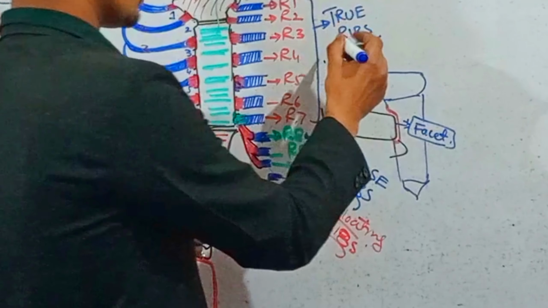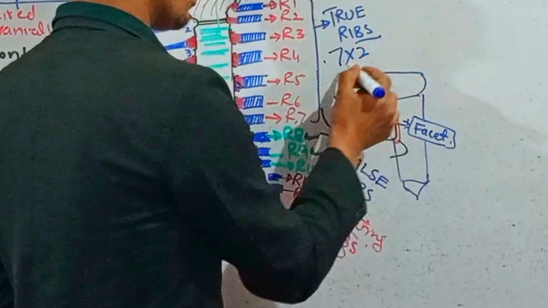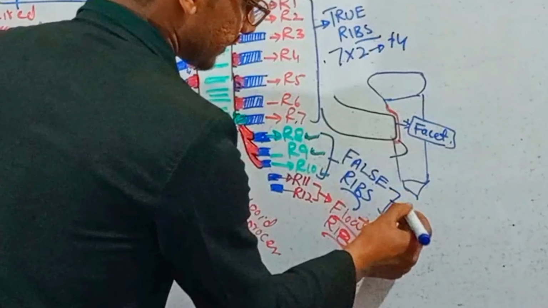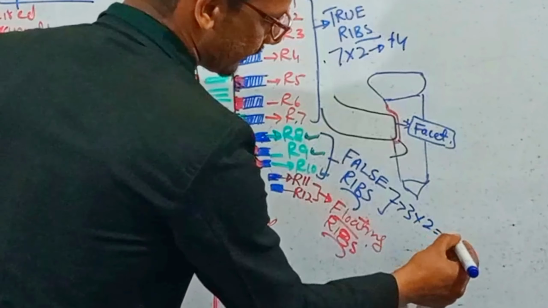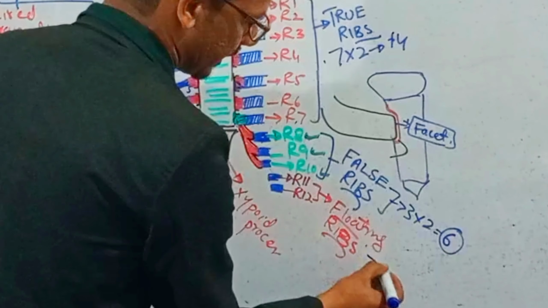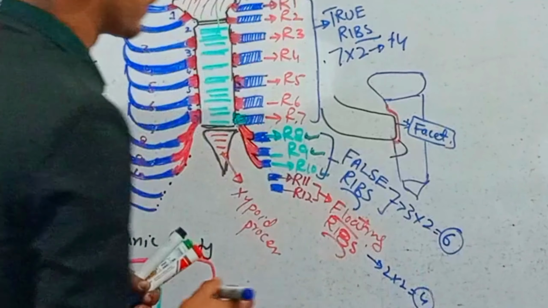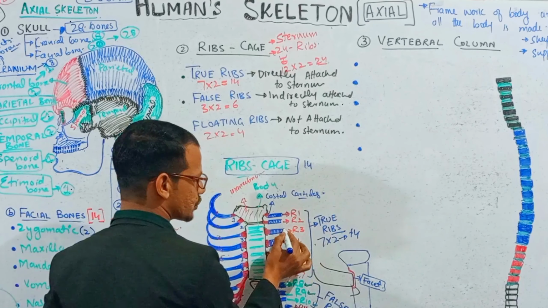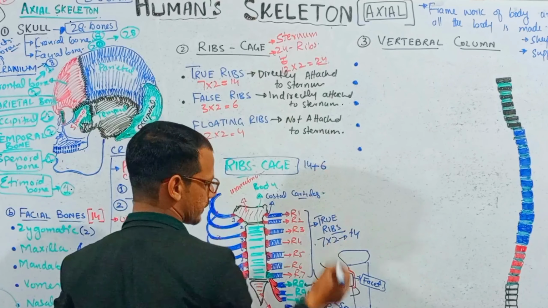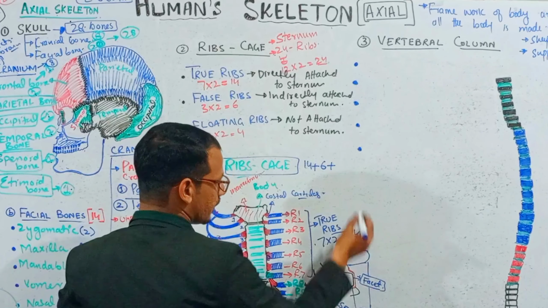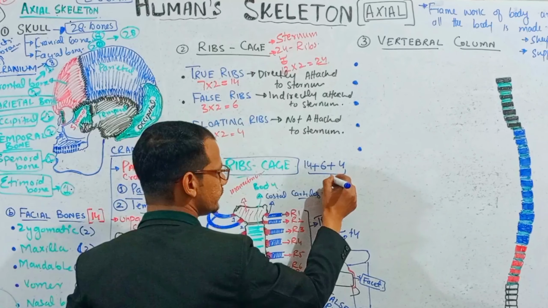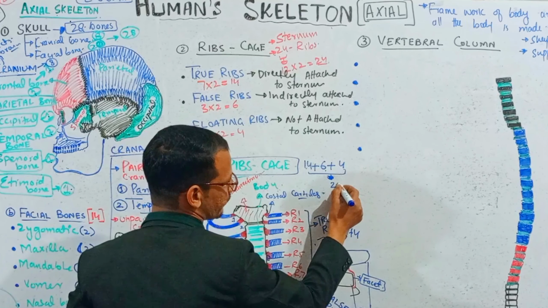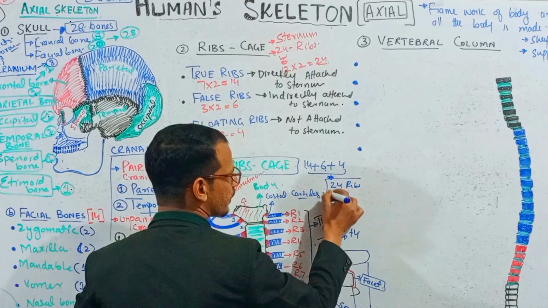All these ribs make the rib cage. For example, the true ribs are 7 in number. 7 into 2 means 7 on right and 7 on left, so they are 14. The false ribs are 3 on right and 3 on left, making 6 false ribs, and floating ribs are 2 on each side, making 4 ribs. For example, this is the rib cage. The 14 ribs are true ribs, 6 are false ribs, and 4 are floating ribs, right? 14 and 6, 20, plus 4, 24. So there are 24 ribs in the rib cage.